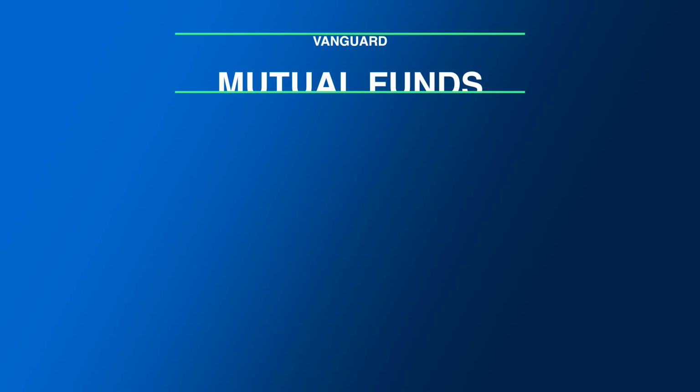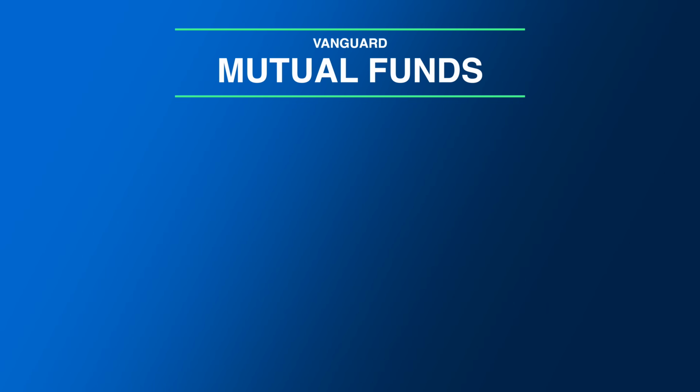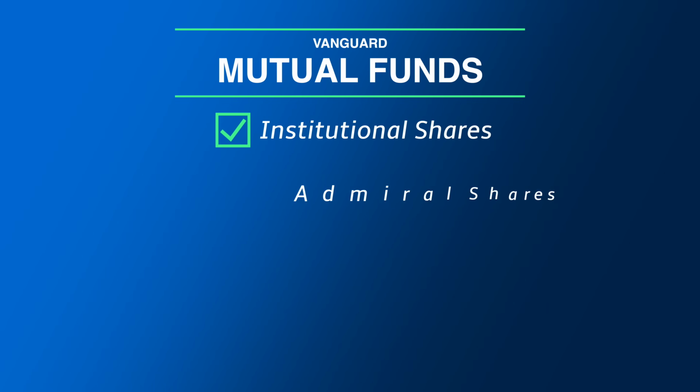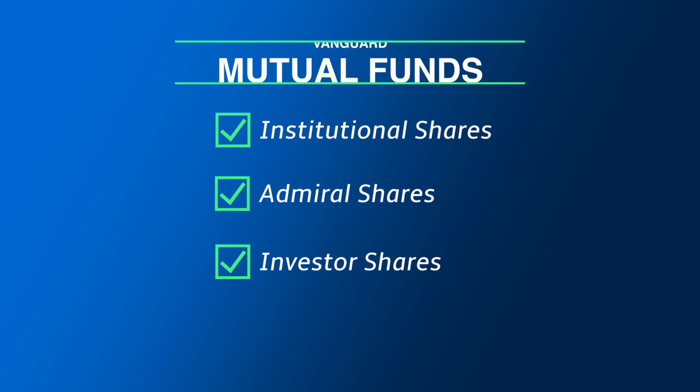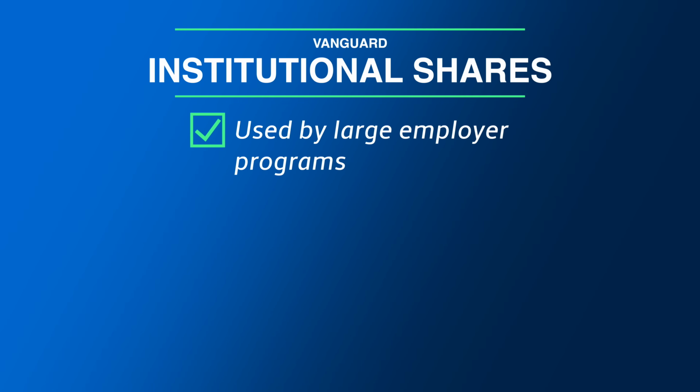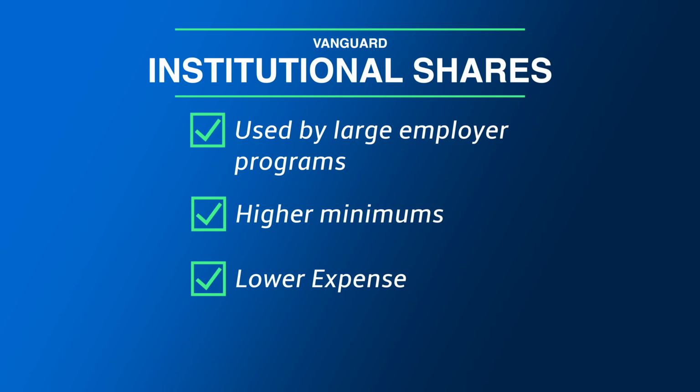There is a big difference between actively managed mutual funds and index-based mutual funds, sometimes referred to as passively managed mutual funds. Vanguard offers three different types of mutual fund structures: institutional shares, admiral shares, and investor shares. The institutional shares are usually going to be used by large employer programs like a 401k, HSA, or 403b because the minimum amount to invest is higher. By higher minimum to invest, I'm talking in the $5 million or even $5 billion range.